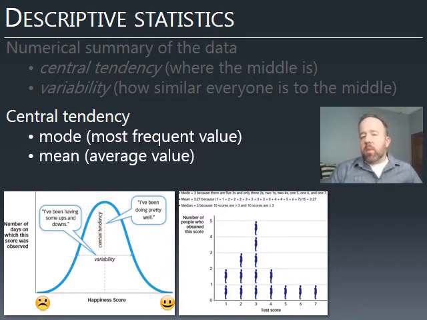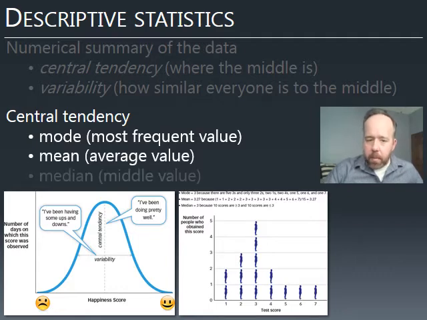And so the mean is probably the most frequently used measure of central tendency, but it's not always the most representative one. Not always the right one to use. Because if the data aren't symmetrically distributed, the average can be really misleading.